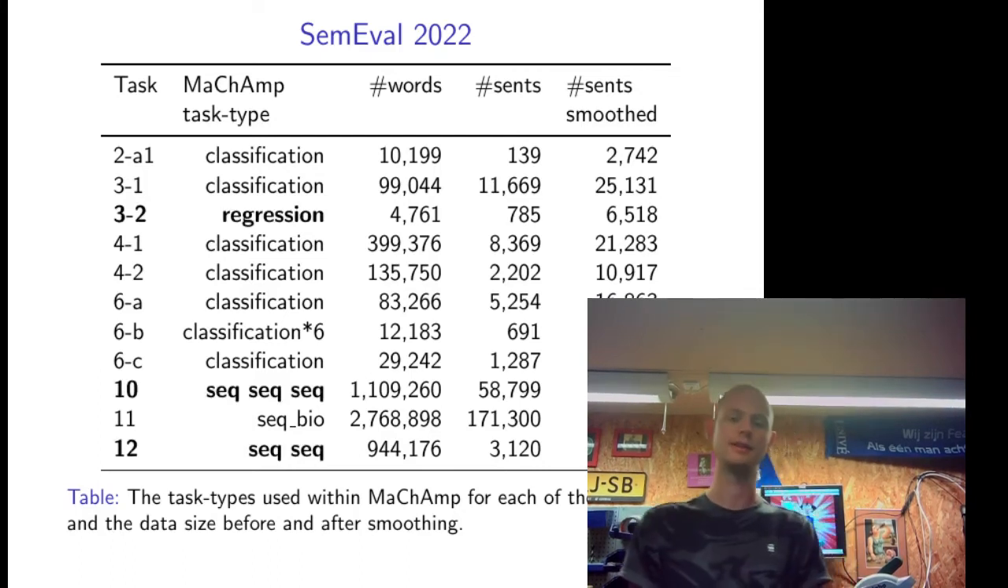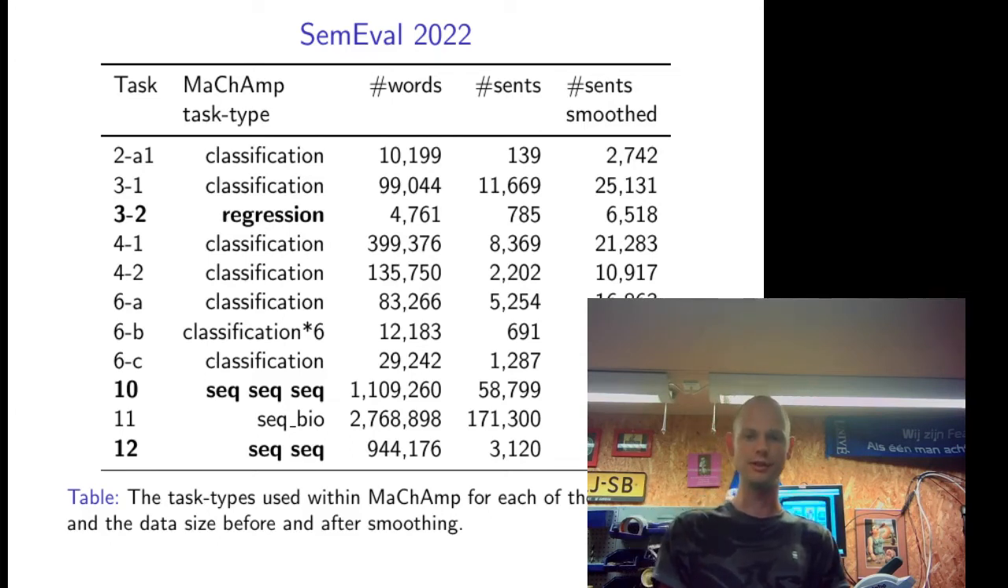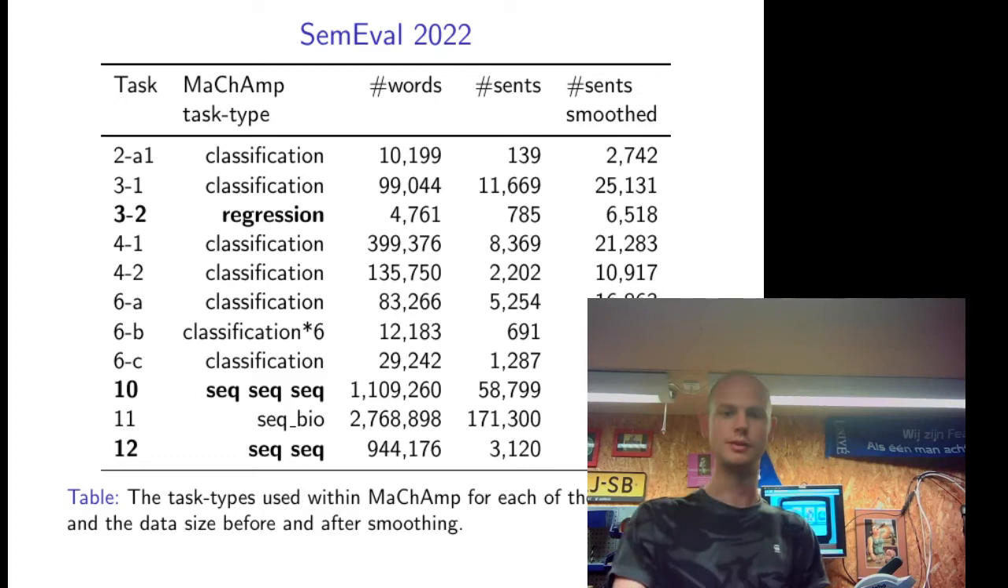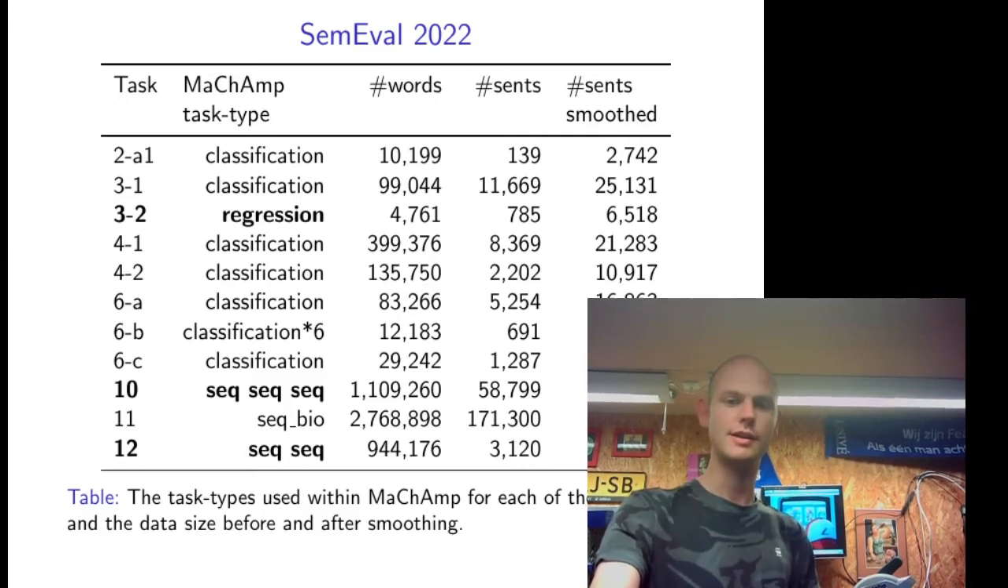One is the subtask 2 from SemEval task 3, which is a regression task, which we added for the sake of the shared task. We added this in the MaChAmp code. And tasks 10 and 12 are structured tasks. So here we use some tricks, and we actually use 3 task types to tackle one task. So I will show a more detailed example for task 10.